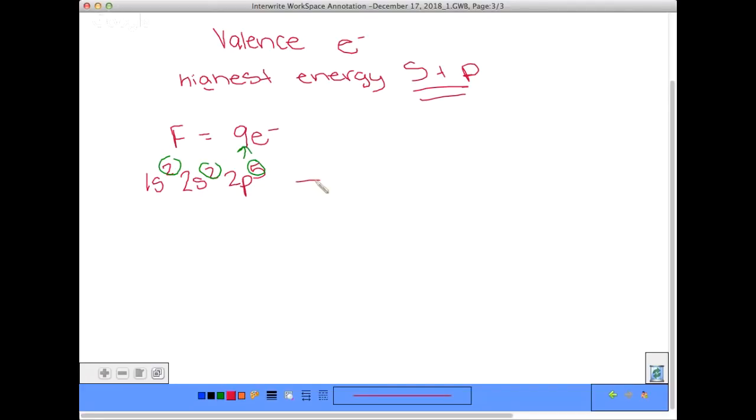Now, if I were to rewrite this in noble gas configuration, I look at my previous noble gas, and this would be helium, and then I would have 2s2, 2p5. If I look here, what I see is that the highest energy level that's being filled is the second energy level, and I see that I have 2 plus 5, I have 7 valence electrons.